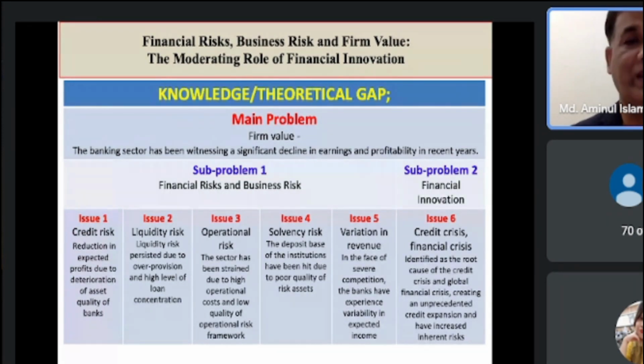You see here, the main problem is firm value. The student's dependent variable is firm value. He said the banking sector is witnessing a significant decline of earnings and profitability in recent years. So the value of the firm is declining. That is the problem. What are the causes of this problem? Credit risks, liquidity risks. So he looks into financial and business risks, okay? And then he has a moderating variable, financial innovation. Each of these issues is an independent variable or moderating variable. This is all coming from the academic area. How did he find it out? Through literature review and all that, okay? So you can easily plot it here.